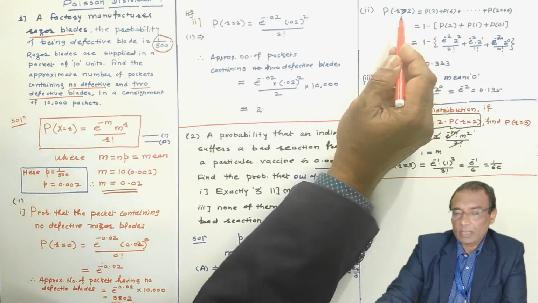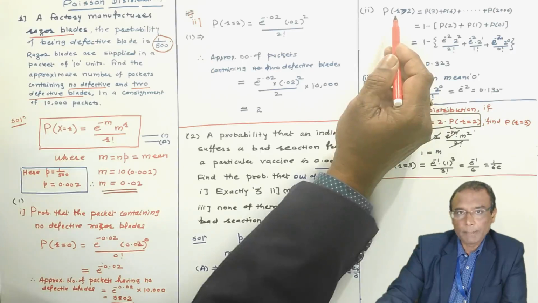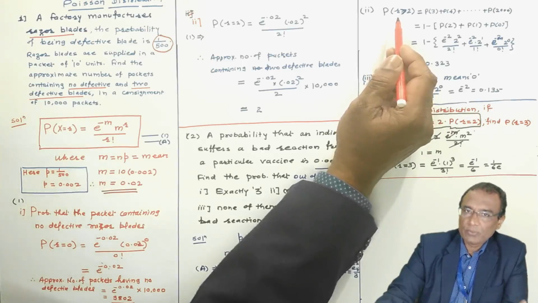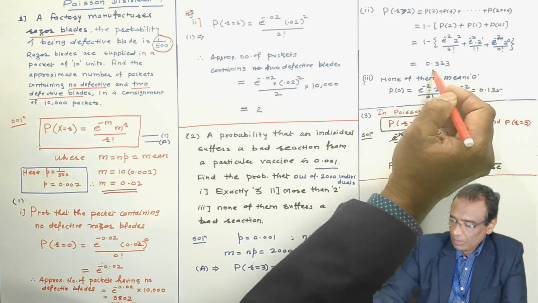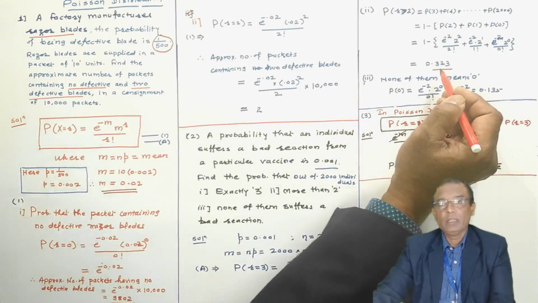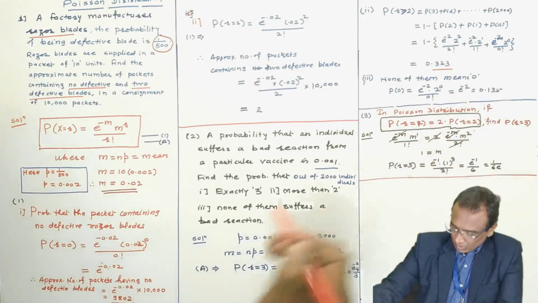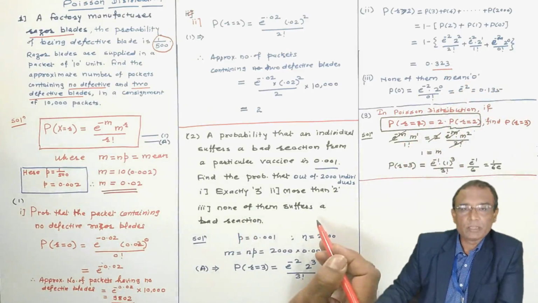Probability that P of R greater than 2 means what? Probability that more than 2 individuals suffer a bad reaction. Okay, this is coming to be 0.323.